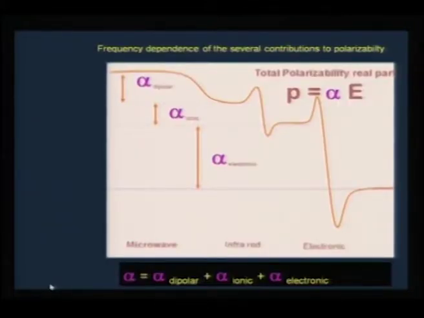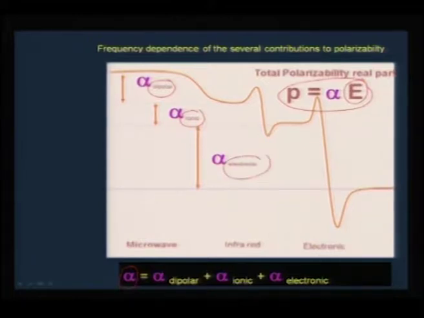So, the frequency dependence of the several contributions to polarizability can be mapped this way. The microwave power loss is proportional to the electric field, and alpha comes as a proportionality constant, where alpha is nothing but the polarizability. This net polarization is governed by three factors: dipolar polarizability, ionic polarizability, and electronic polarizability.